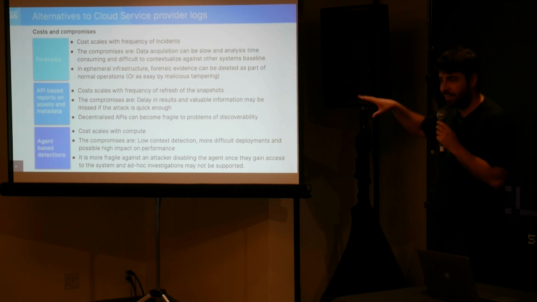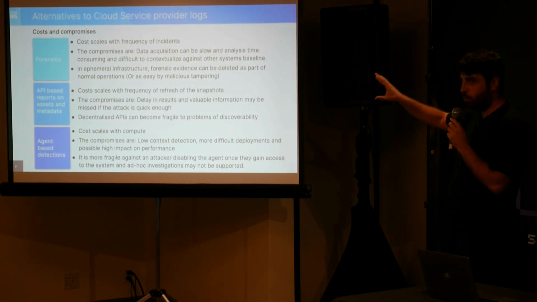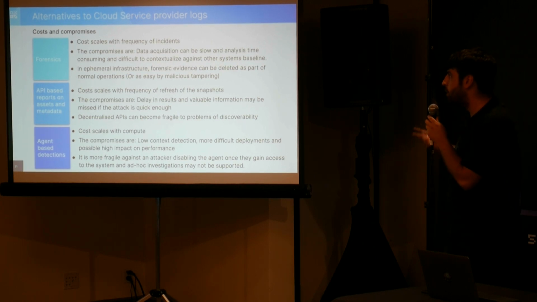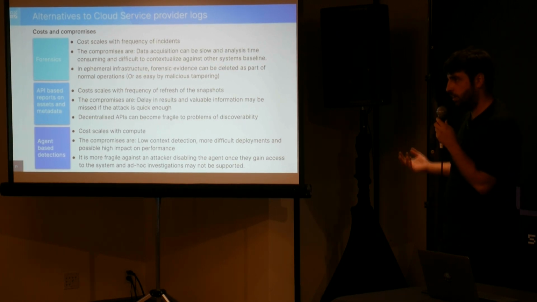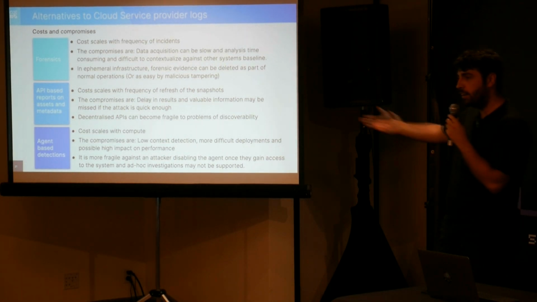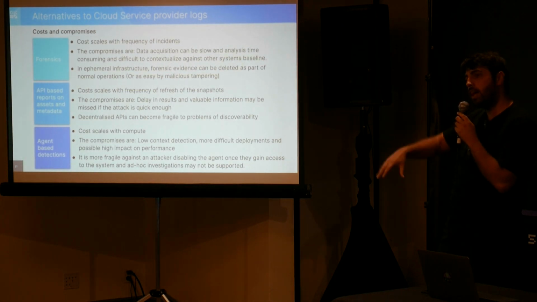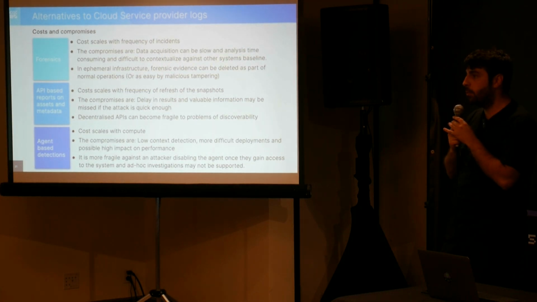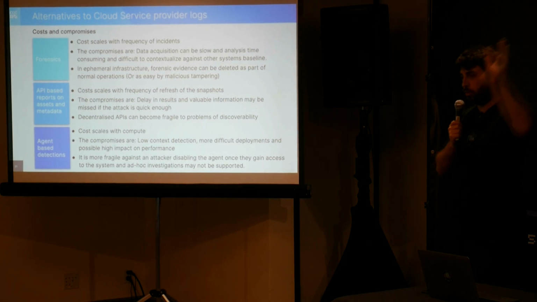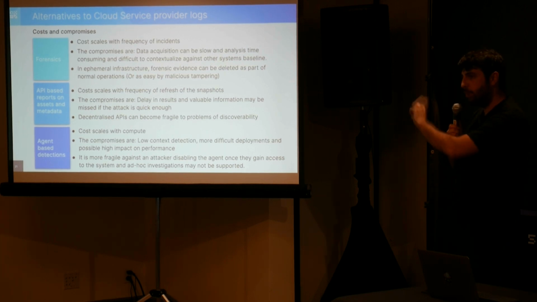Then you go on to API-based reports and assets and metadata. This is kind of a weird thing. Probably there is a buzzword for this. But for example, these would be tools like OSQuery or CloudQuery. They scan your cloud, and you are able to detect drift on it. For example, you may scan all your users, and then you scan all your users again and see that there's a new admin.